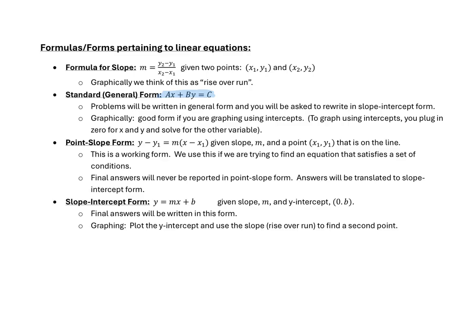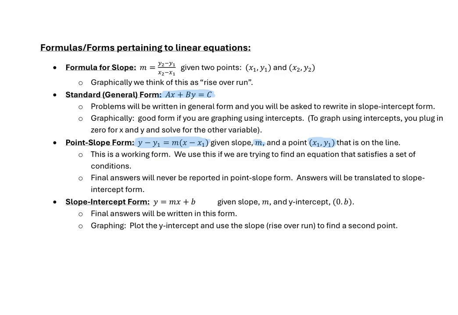The next one we have is point-slope form, which is y minus y1 equals m times x minus x1. This is a form that we use if we are given a slope and any point other than the y-intercept that is on the line. This is a working form, meaning that we never report our final answer in this form. We use this when we're given information, and we want to find an equation that satisfies a set of conditions.